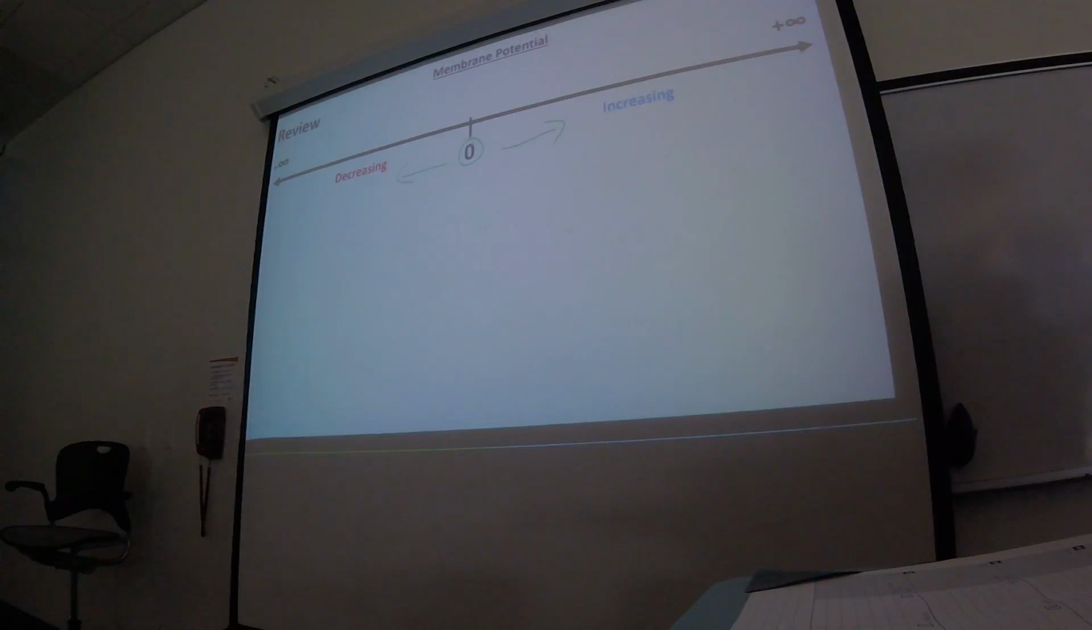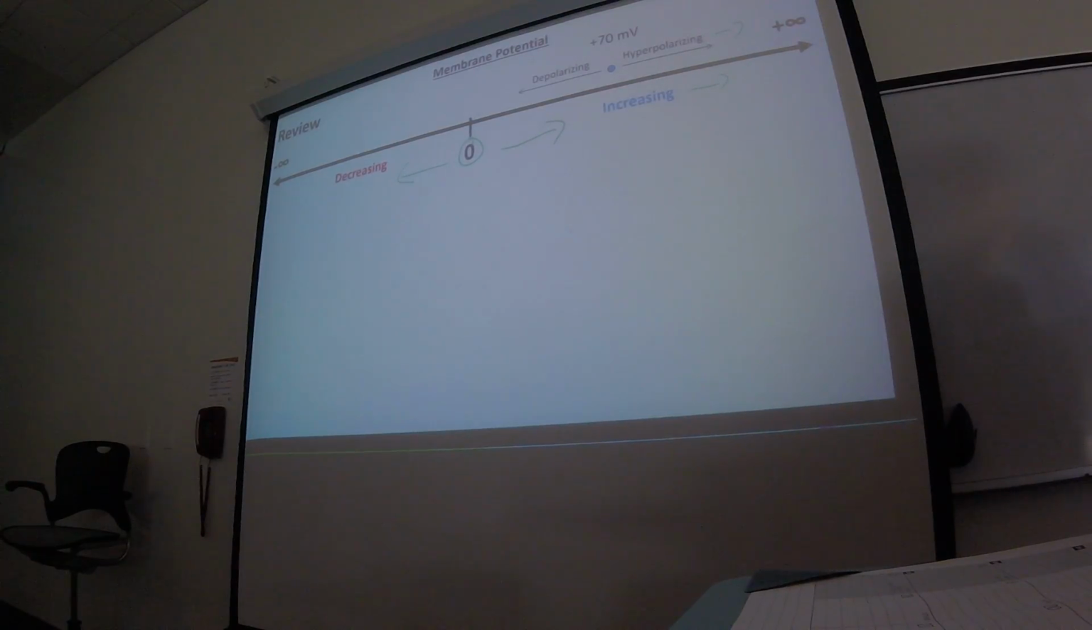Seems obvious so far. But let's say our cell is at positive 70 millivolts. That's their membrane potential. If you move that membrane potential towards positive infinity, meaning away from 0, you say you're hyperpolarizing it. So away from 0 is hyperpolarization. In this situation, increasing and hyperpolarization mean the same direction, right?